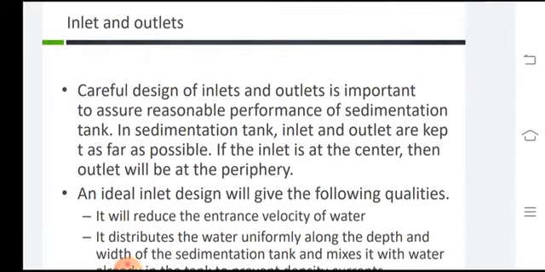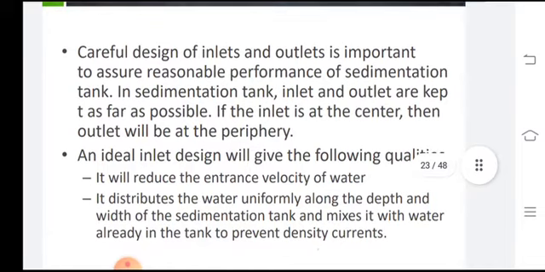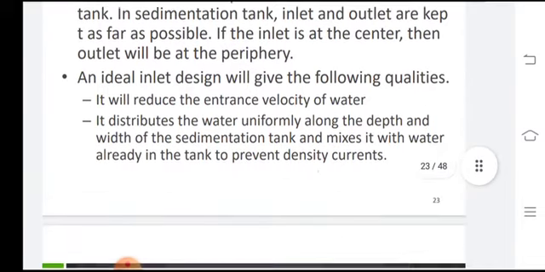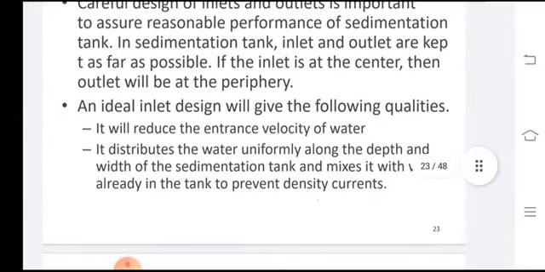And at the inlet and outlet, again some careful design of inlet and outlet is important to assure a reasonable performance of the sedimentation tank, because we need to control the flow, that is Q, and based on that Q we are going to design our tank. Then this inlet is also provided with baffle walls, because smooth, uniform flow is required to be maintained.